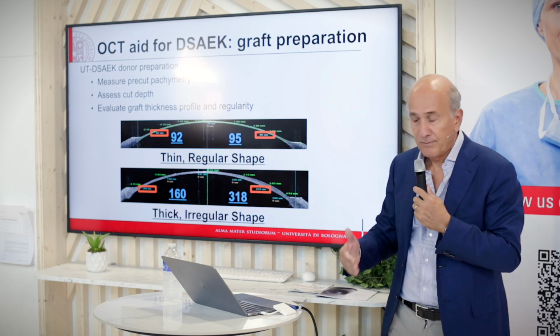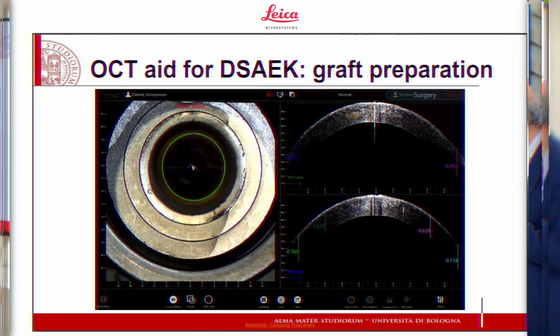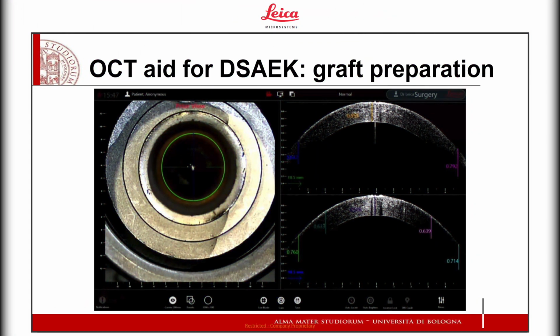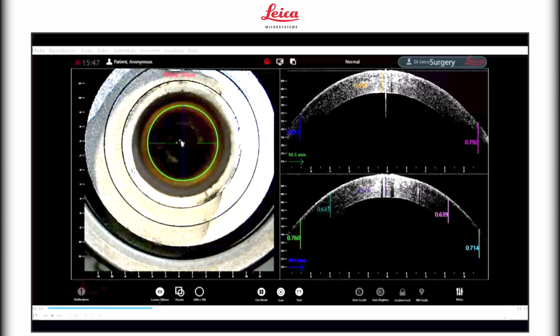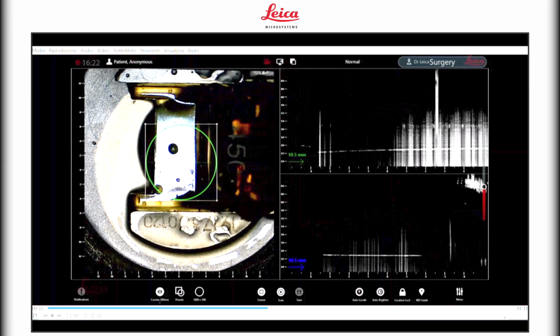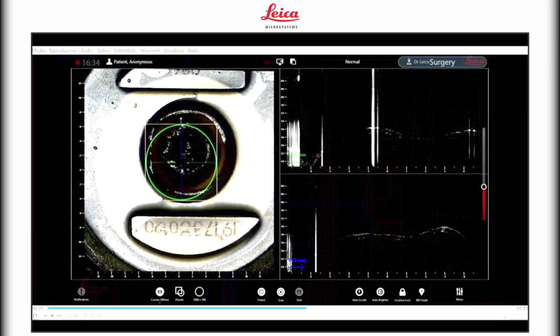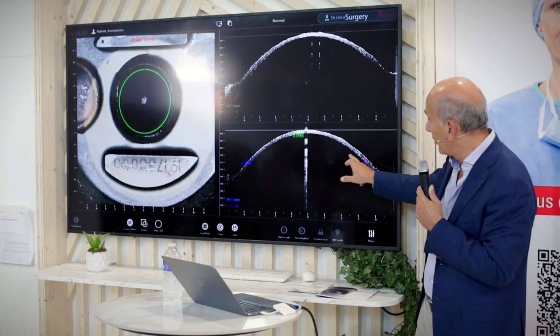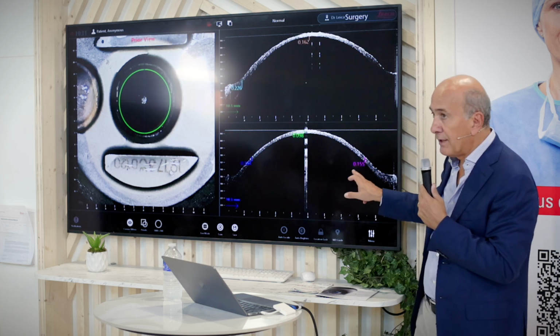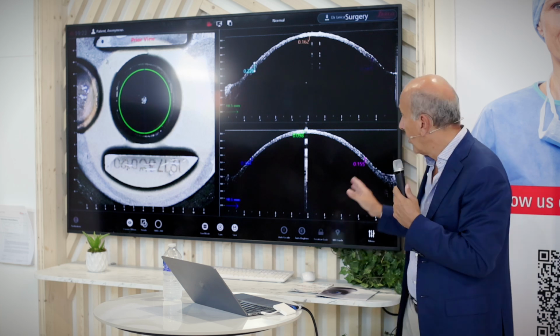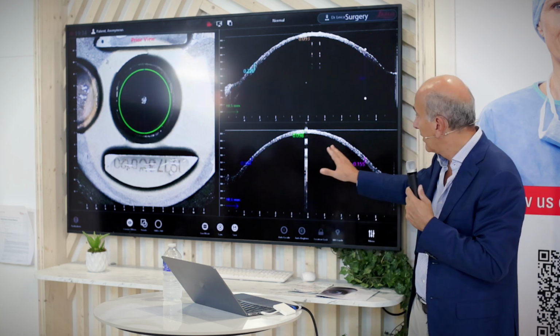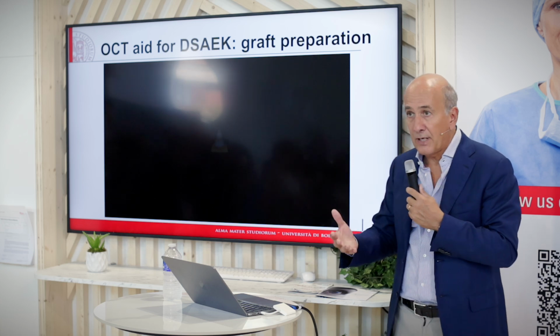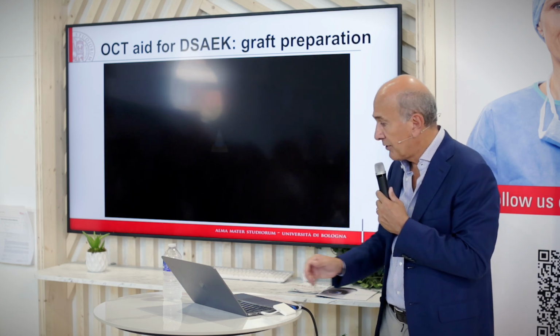You cannot. But if you have an intraoperative OCT, here is an example of a donor placed on a microkeratome, and you can measure the thickness of the cornea intraoperatively, cut the donor, and then measure again the thickness of your donor and the quality and regularity of the thickness all throughout the cut. In this case, it's very regular, and in this case, the donor can be used, okay, safely.